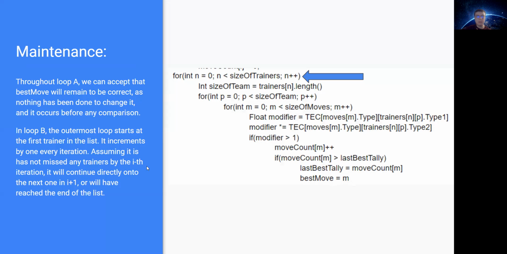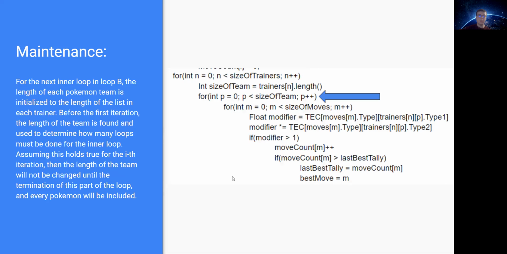And in loop B, the outermost loop starts at the first trainer in the list, and it'll increment through each trainer. And assuming it hasn't missed any trainers by some iteration I, I plus 1 will either continue directly to the next trainer, or that'll have been the end of the list. So we don't miss out on any trainers in the list. And the same applies for the Pokemon.